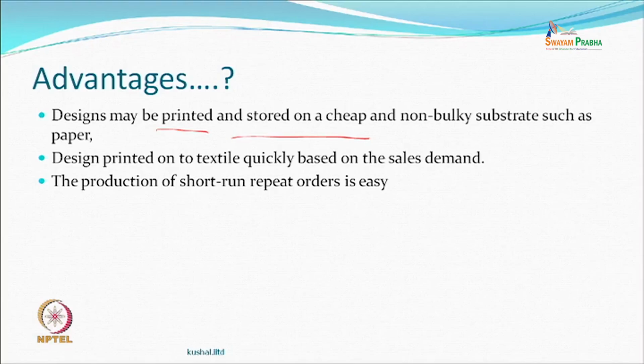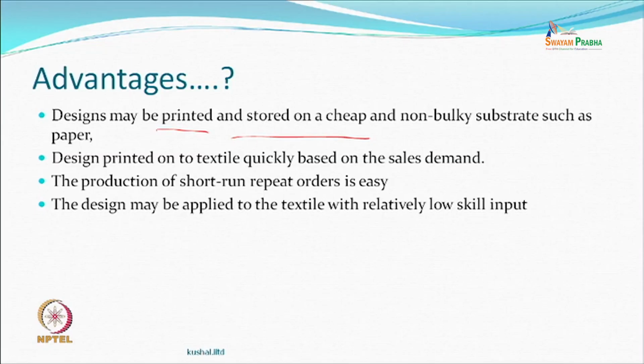The production of short run repeat orders is easy. If somebody wants only 100 meters of a printed design, most of the mills would say, sorry, we don't have energy and time to do this because the whole process is so long. In this case, you may say, well, I don't mind, maybe I'll give you 100 meters also if you can. That means short run repeat, a little bit in this month, after 3 months another little bit for the same design, say it's possible, and that is what becomes some attraction.